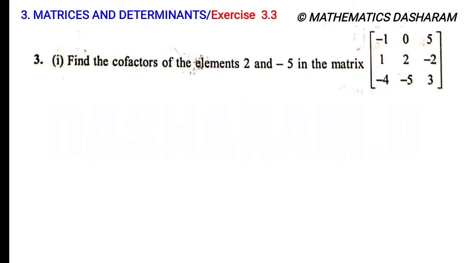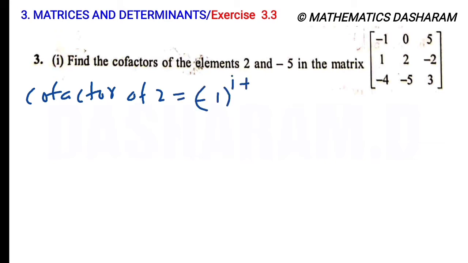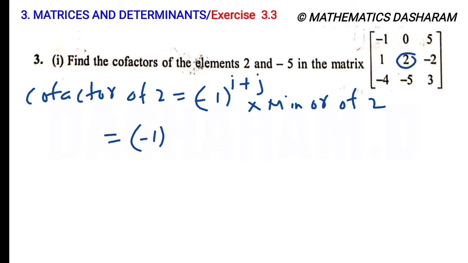Third bit, first problem: find the cofactors of the elements 2 and minus 5 in the matrix. So first one, cofactor of 2. The formula is minus 1 whole to the power of i plus j into minor of 2. Here i means row number. Where is the 2? Here is the 2. It is in the second row, and its column number is 2, into minor of 2.